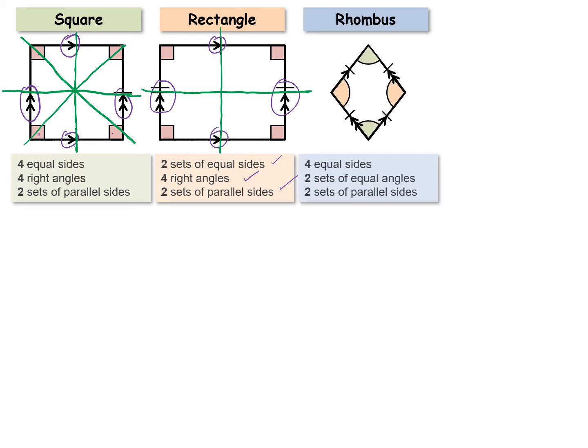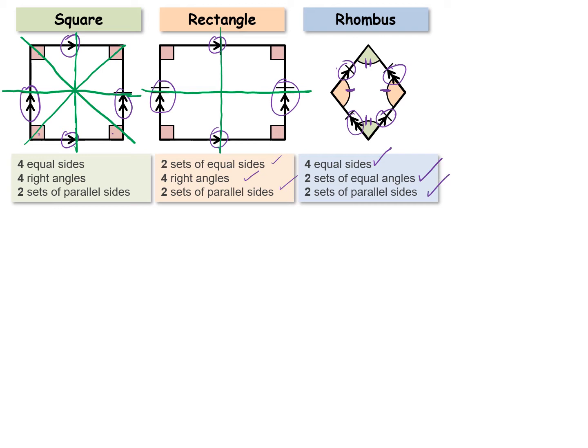Let's take a look at the next one. Here we have a rhombus. A rhombus is similar to a square, except for one property. We can see here that all the sides are equal, just like a square. It has 2 sets of parallel sides, so this side is parallel to this side, and this side is parallel to this side. However, there's no right angles. So this angle here is equal to this angle, and this angle is equal to this angle. So it's 4 equal sides, 2 sets of equal angles, and 2 sets of parallel sides.